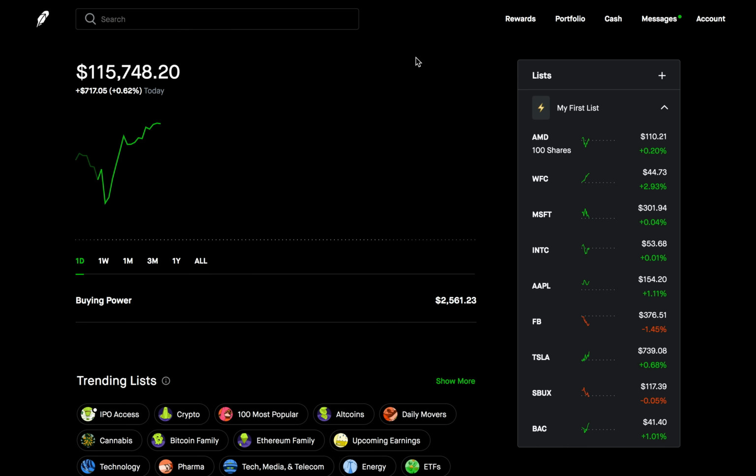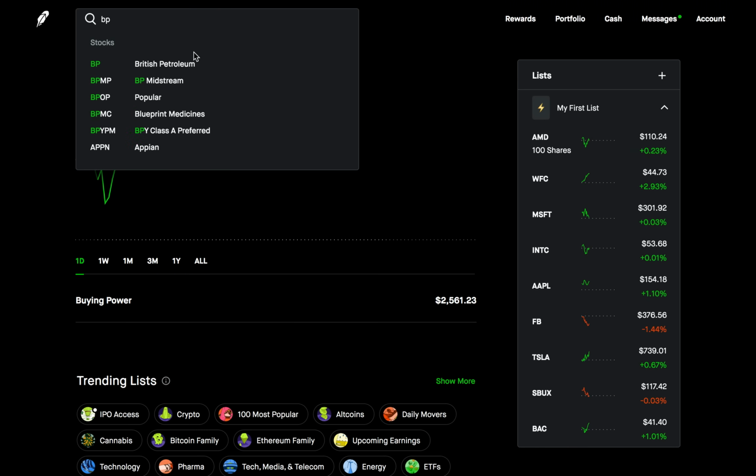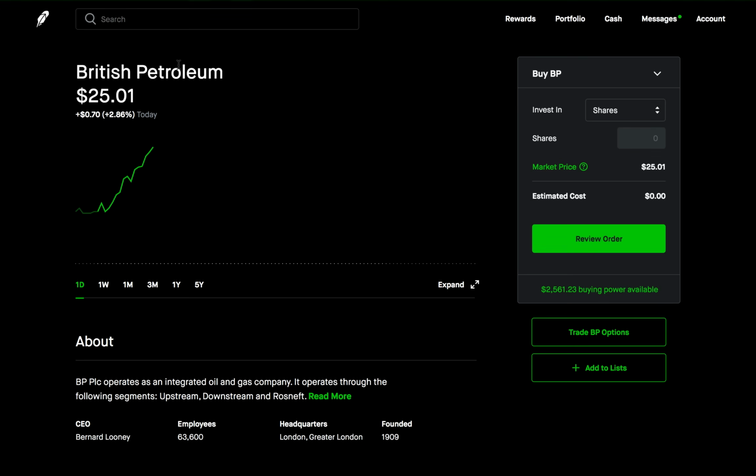So what I'm going to do here is I'm going to use ticker symbol BP, so British Petroleum. And again, this is just an example I'm showing you here, guys, so that you get the idea of how to set this up. Please don't actually take this as an actual alert or trade or anything like that. This is just an example here.